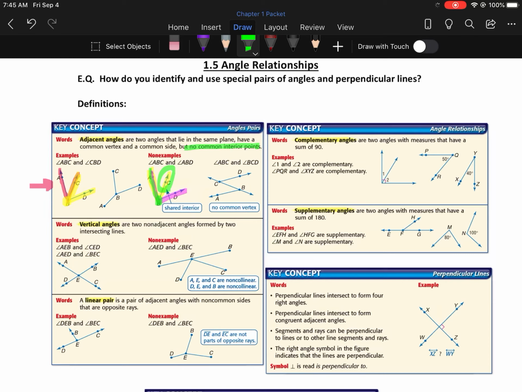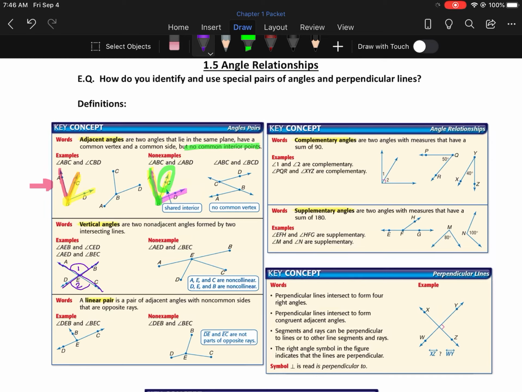All right, the next pair is vertical angles. Vertical angles are two non-adjacent angles formed by two intersecting lines. I'm going to number these. The examples of vertical angles are AEB, which I'm going to call angle 1, and CED, which I'm going to call 2. Vertical angles are sort of across from each other. They make that V, two V's back to back.